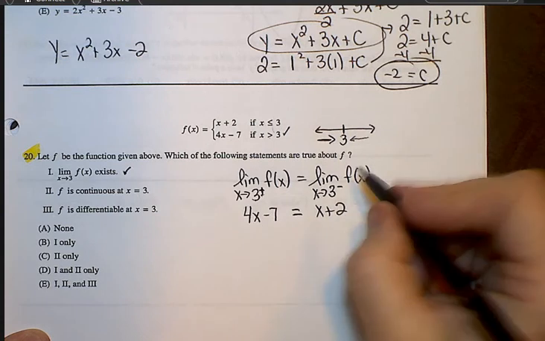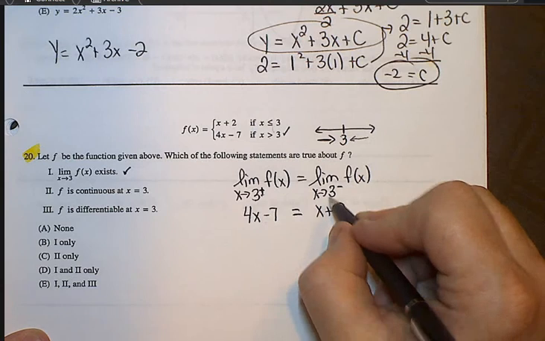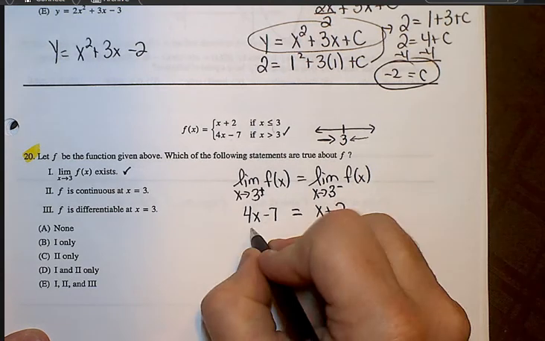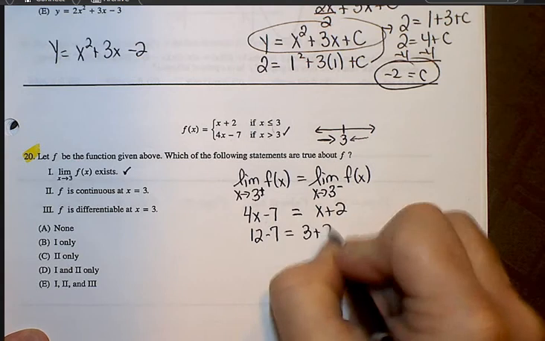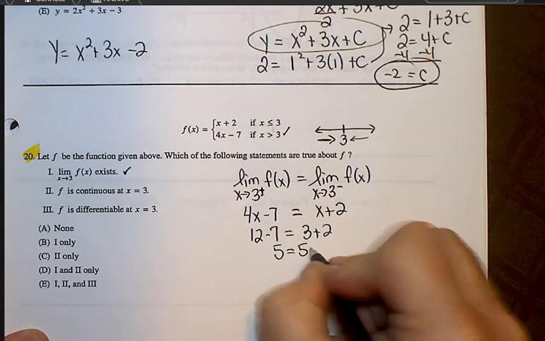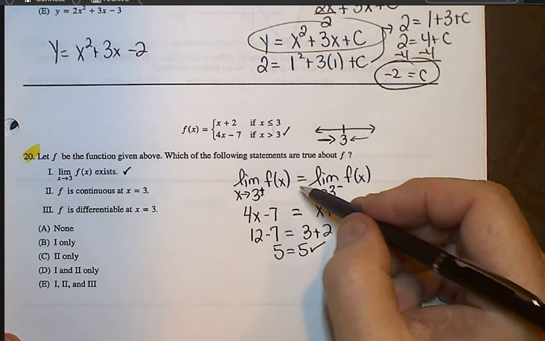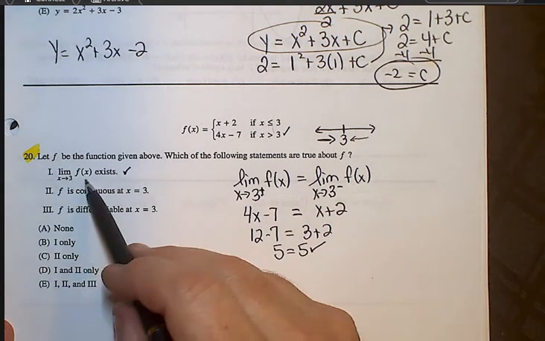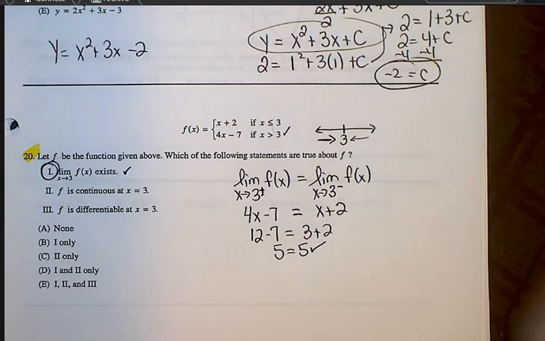And once I realize what's happening here, there's no problem with just taking a 3 and plugging it in, so I'm going to do that. So I get 12 minus 7 is supposed to equal 3 plus 2, and we get 5 is equal to 5. Since that works out, the limit as x approaches 3 of f of x exists, so that's good. So right away in a question like this, you want to go through your choices.